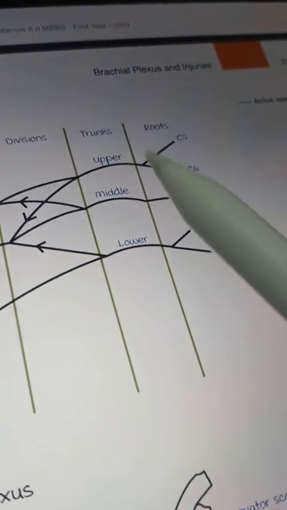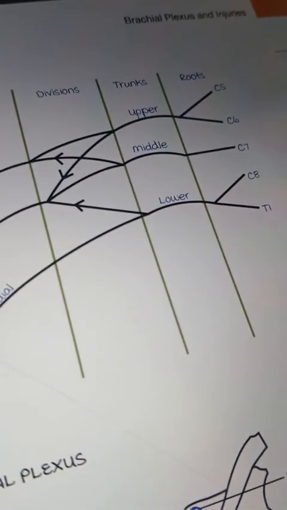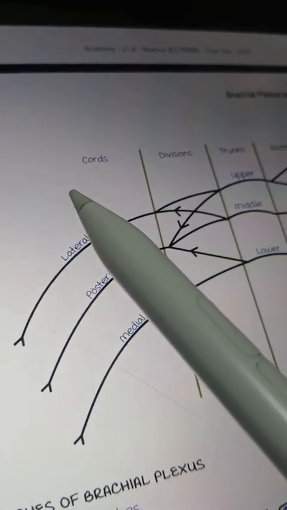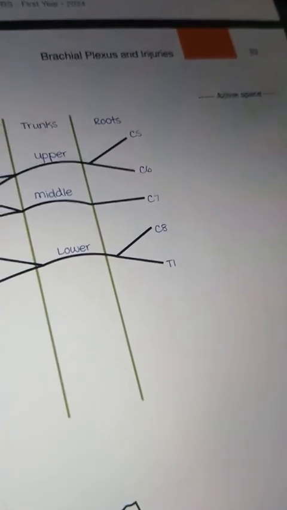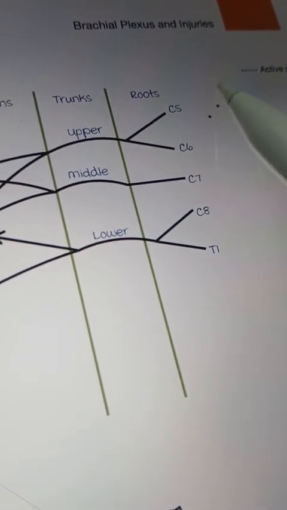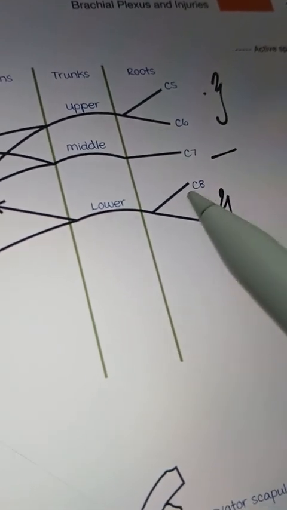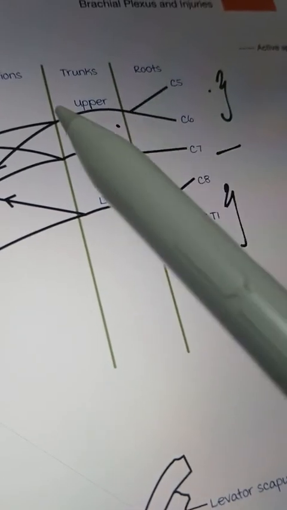Next, what we have is the roots. So we divide the brachial plexus as follows. First we have the root, then the trunk, then divisions, and lastly the cords. In roots, we have C5 and C6 conjoining together as one, then C7, and then C8 and T1 conjoining together as one. So we have an upper root, middle root and lower root, three of them.